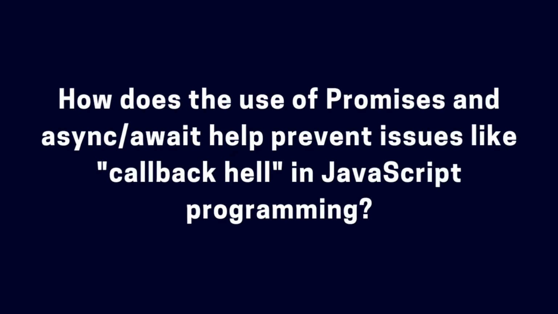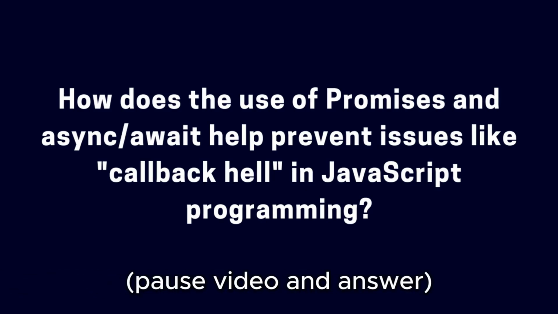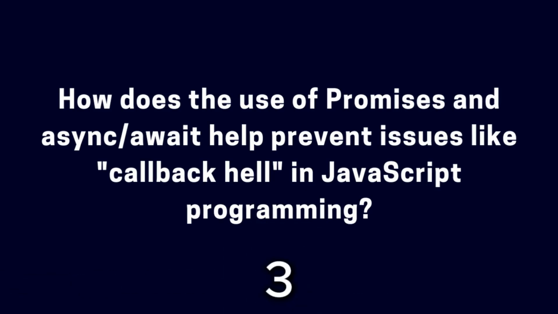How does the use of promises and async await help prevent issues like callback hell in JavaScript programming? The use of promises and async await helps prevent callback hell by making asynchronous code more linear and easier to follow. Promises allow chaining of asynchronous operations with the .then method instead of deeply nested callbacks, while async await further simplifies the syntax, making the code look and behave more like synchronous code. This reduces complexity, improves readability, and makes error handling more straightforward, resulting in cleaner and more maintainable code.